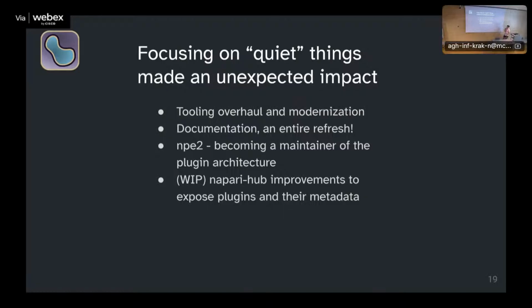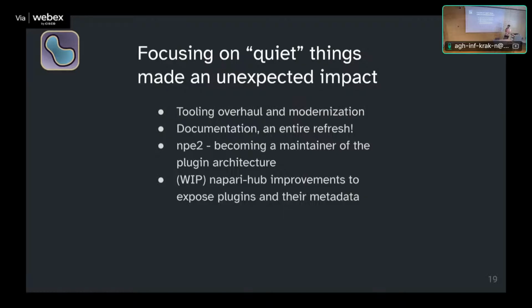But I've learned that through things like overhauling the tooling, our tooling is something like a Napari plugin template. It's a copier template. You might have heard of Cookie Cutter. They're similar. You can run this, answer a bunch of questions, and you can have a fully generated Napari package ready to go and be published to PyPI in about 30 seconds of work. I did an entire refresh of the documentation. NPE2 is our plugin architecture. I started to learn about that and slowly am now starting to build up contributions to actually finish those goals.